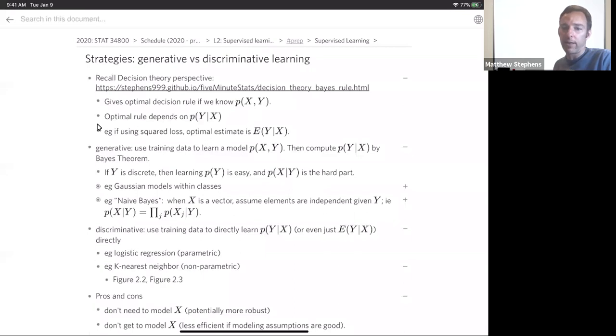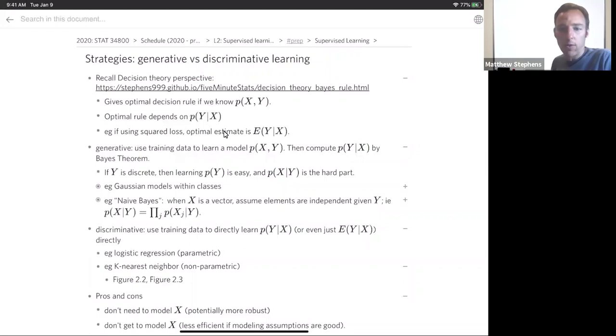Okay, so before we do that, we just want to quickly recall what we know about the decision theory perspective. The decision theory perspective essentially tells us what the right thing to do is if we knew what the joint distribution of our x's and y's was. Remember, y is the outcome, x is the predictors. If we knew the joint distribution p of x and y from which those were being drawn, then we could develop the optimal decision rule based on computing the conditional distribution of y given x. So if we knew the joint, we can compute this conditional.